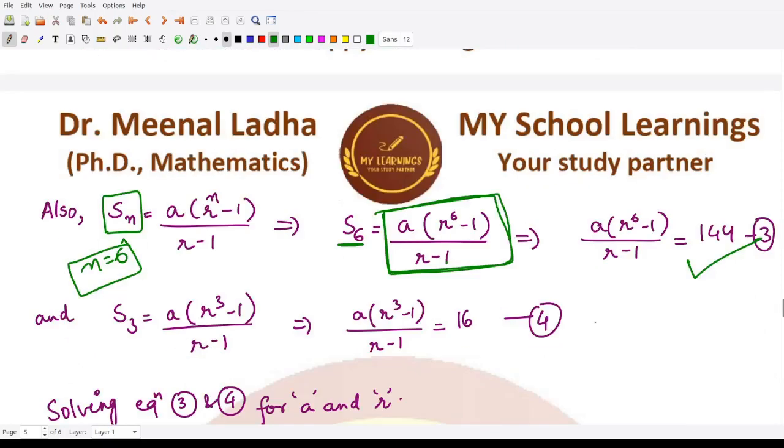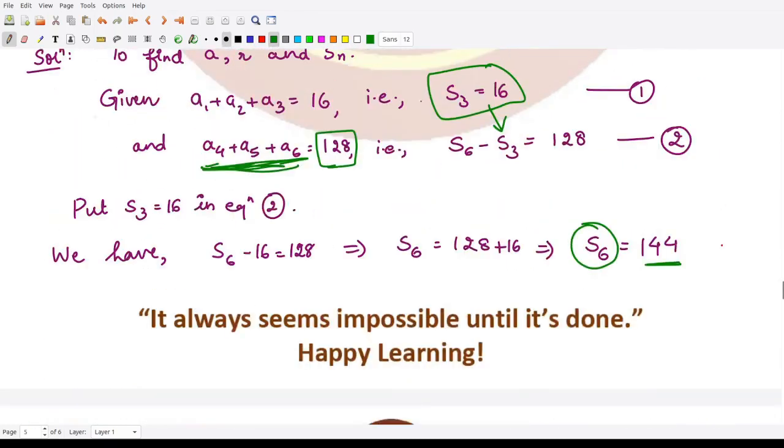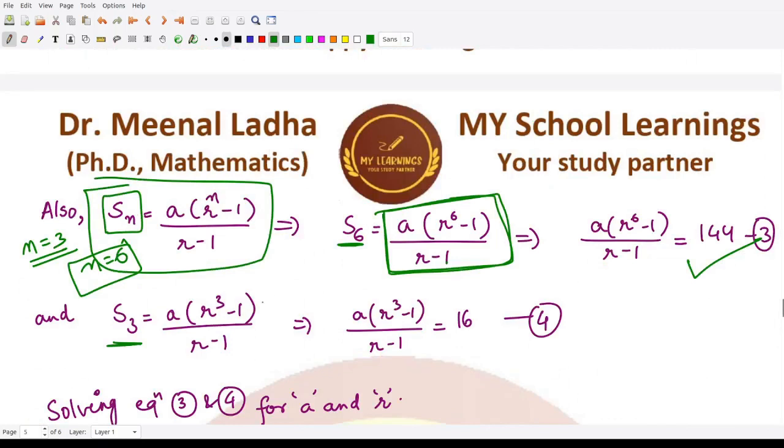Similarly, in the expression of this Sn, we can now substitute the value as n equal to 3, so that we would have S3 is equal to a(r^3 - 1)/(r - 1). Now because the value of S3 was given to be 16 as per equation 1, we have the value of this term also equal to 16.